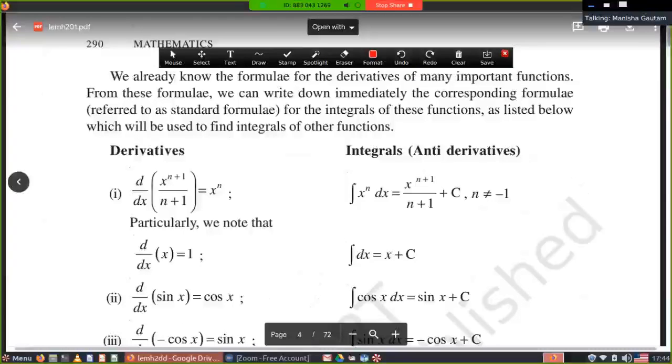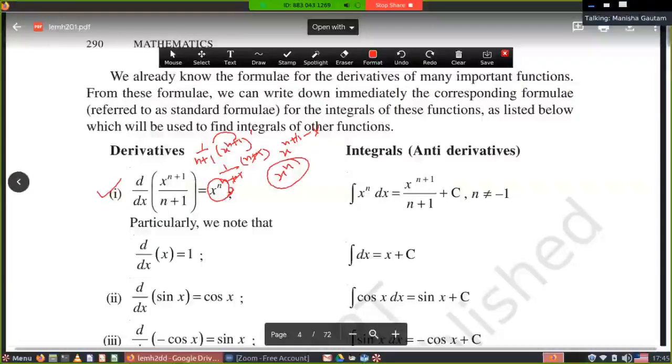As we know, the derivative of x to the power n plus 1 upon n plus 1 is x to the power n. How can you calculate it? Take the constant term outside and take the derivative of this. You take this power outside and make the power one less. So what do you get? x to the power n. This is the answer, x to the power n.